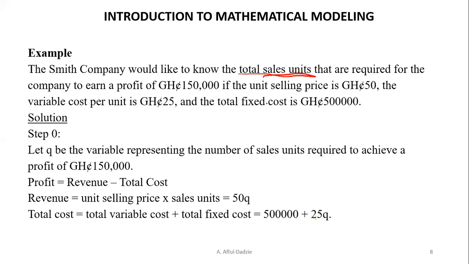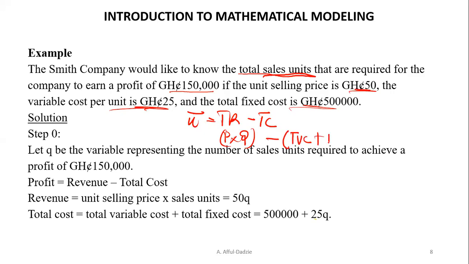If you look carefully, you notice we've been given the profit value, the selling price, and the variable cost per unit. We know that profit is total revenue minus total cost, so this is price times quantity minus total variable cost, plus total fixed cost. Once you have this in mind, you can easily solve this expression.